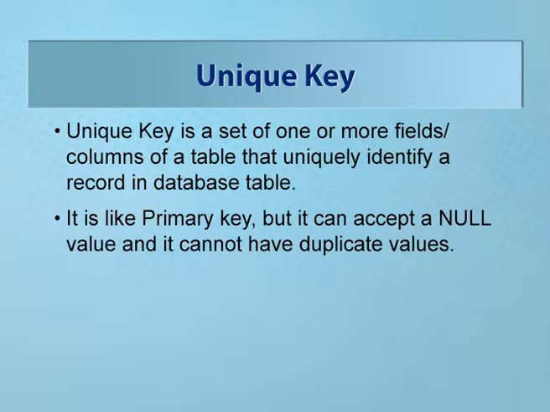Then the unique key. The basic difference between the unique key and the primary key is that the unique key allows one field as a null field, but the primary key does not allow null values or duplicate values. The unique key allows one of its fields to be a null value, and it cannot have duplicate values. This acts like a primary key, but it can accept a null value and it cannot have duplicate values. That is the basic difference between the primary key and the unique key.